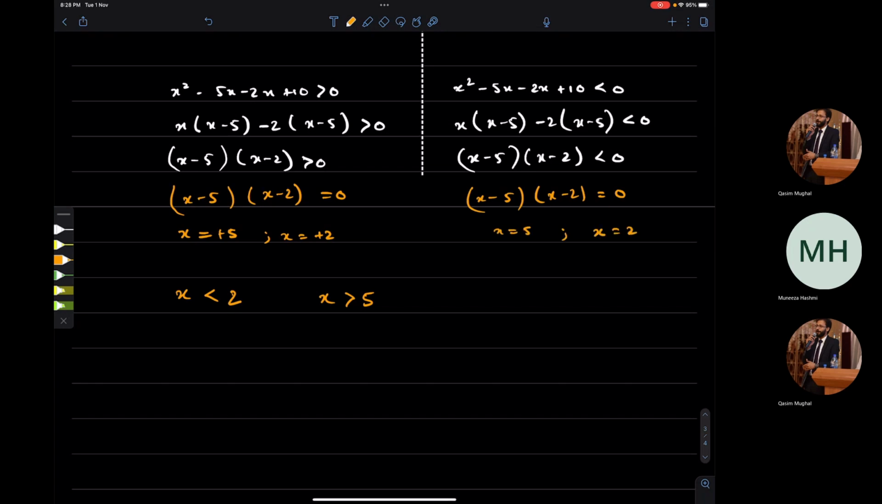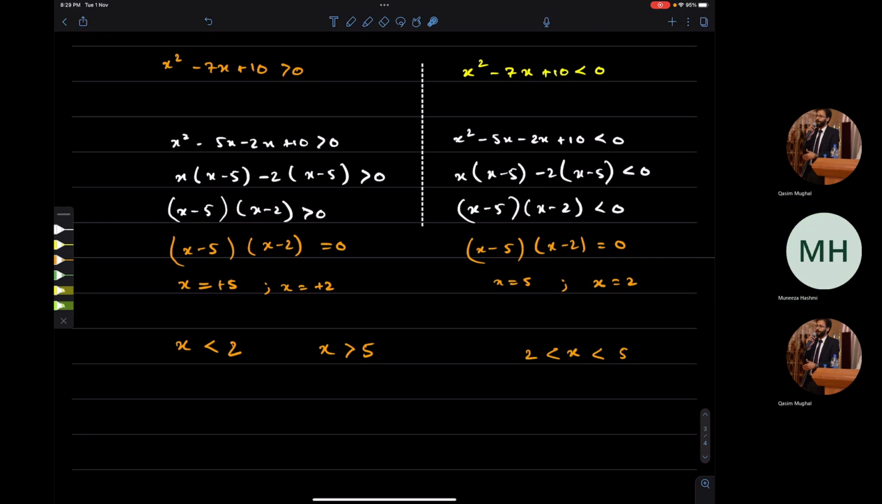Now whenever you have a case of less than, the solution lies between the two roots. So whenever this is the case, you put the x in the middle and you put the smaller number on the left and the larger number on the right, so that you can say that x is between 2 and 5. Clear?